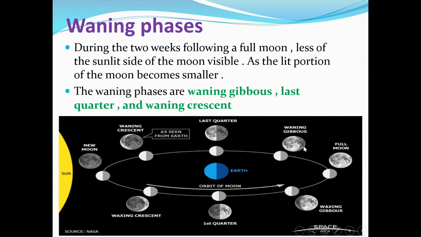So the lit portion of the moon becomes bigger over time during the first 2 weeks, then during the second 2 weeks, the lit portion of the moon becomes smaller. These are the waning phases: waning gibbous, last quarter, and then waning crescent. Then we go to the new moon again.